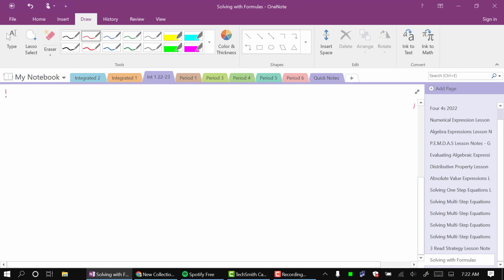So example 2. I want to solve 4p minus 7r equals pq plus 16. And I'm going to solve that for p. Well, I start off with noticing I have a p on the left and I have a p on the right. I need to get them both on one side. But before I do that, I need to get rid of this 7r.